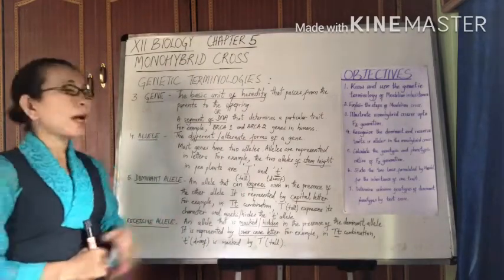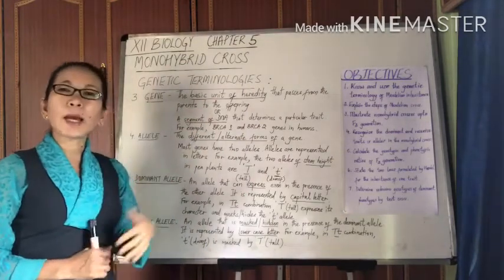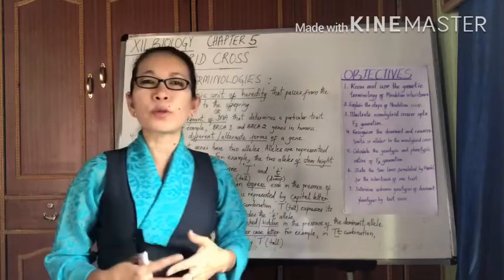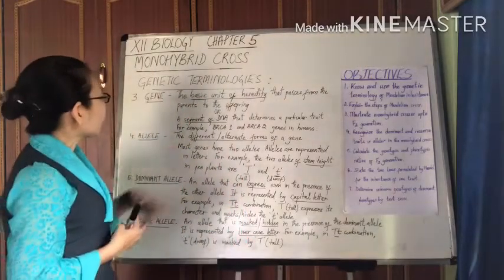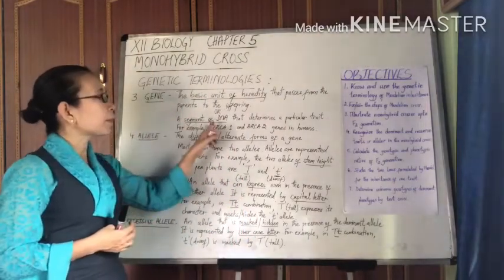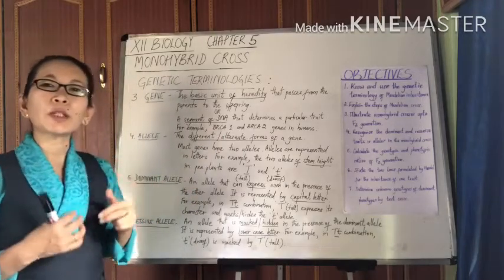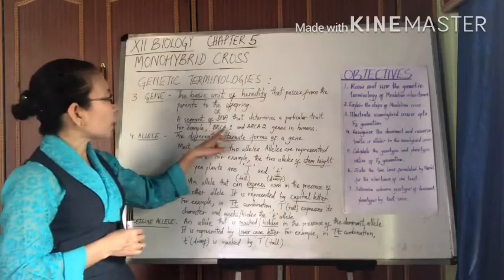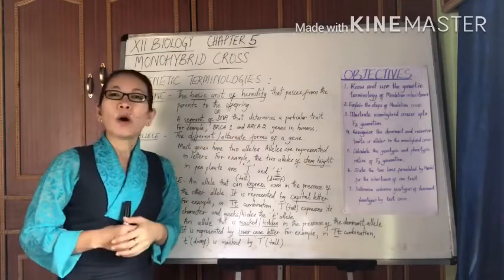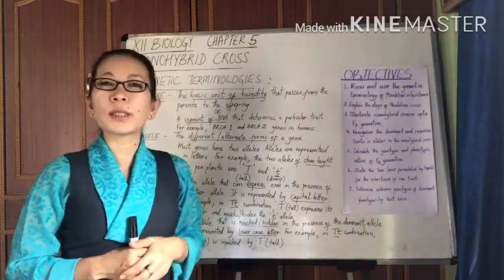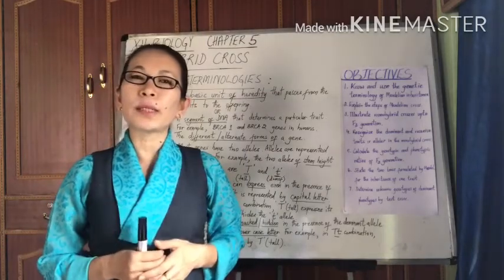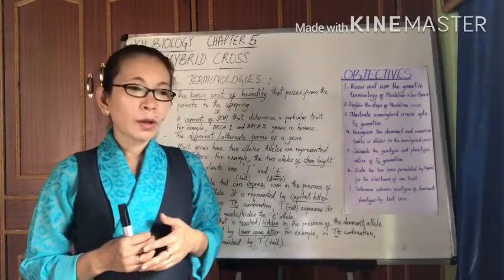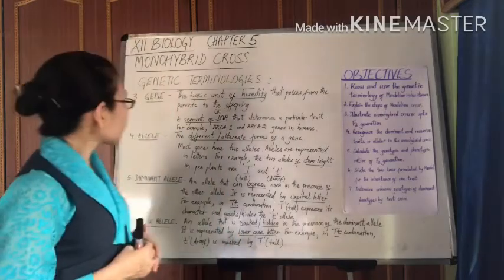Gene can be defined as the basic unit of heredity that passes from the parents to the offspring. Or in another way, we can also define gene as a segment of DNA that determines a particular trait in an organism. For example, BRCA1 and BRCA2 genes of humans. Now these two genes I have listed in one of our previous lessons pertaining with breast cancer.